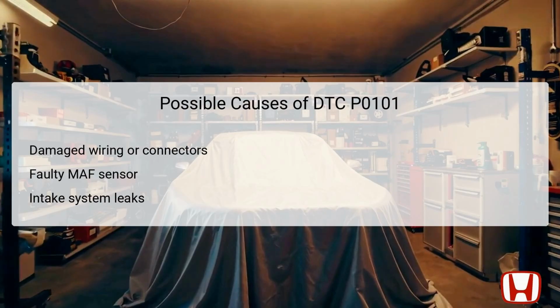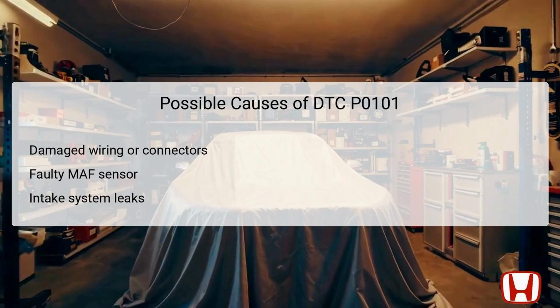Several potential root causes can lead to the triggering of DTC P0101. First and foremost, damaged wiring or poor connections in the MAF sensor circuit can prevent the sensor from delivering accurate readings, potentially causing the ECM to miscalculate the air-fuel mixture. Another primary concern is a faulty MAF sensor itself, which could either be worn out or internally damaged.